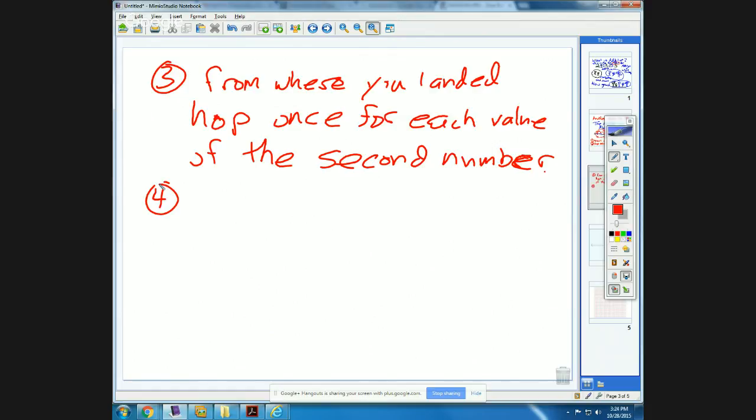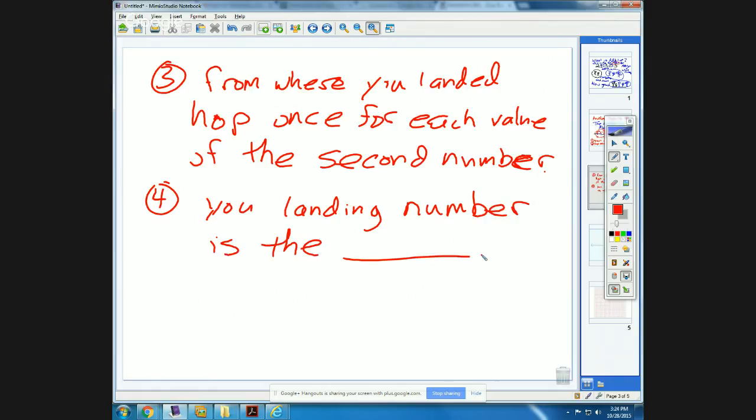And I always find when we write these out, we have to adjust our language to our audience, revise. What could I fill in the blank with here? Your landing number, the number you land on, is the sum. Nice. Yeah, it's an answer, but in particular, when we add two numbers, the answer is called a sum. So sum is the result of adding two numbers.